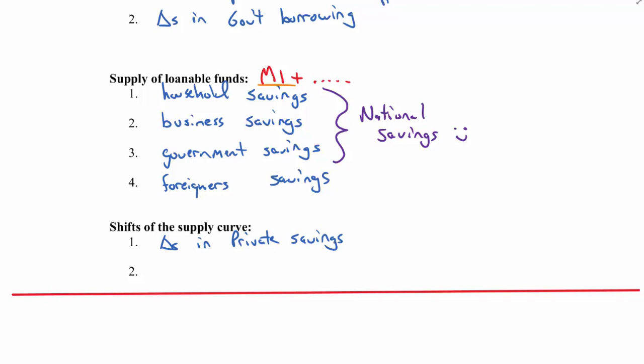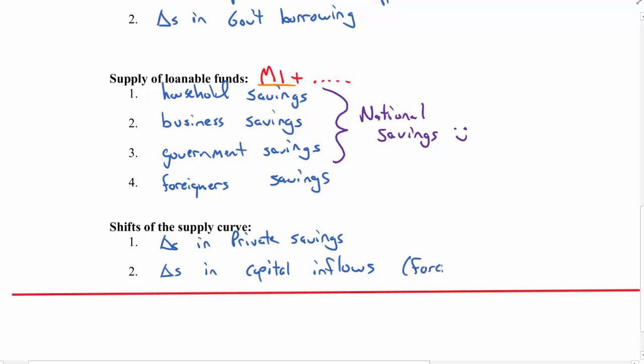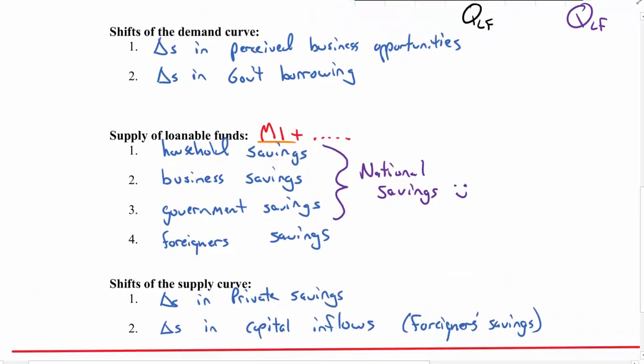The last one is any changes in what's called capital inflows, which will be a key term in Unit 6, capital inflows. And I'll briefly describe this now. This will be any saving from foreigners. Foreigners' savings. So anyone living in a different country that's saving their money in the United States. So all told, this will be any shifts in the supply curve. And you've seen up above any shifts in the demand curve looking towards future profits or the government deciding it would like to borrow money.